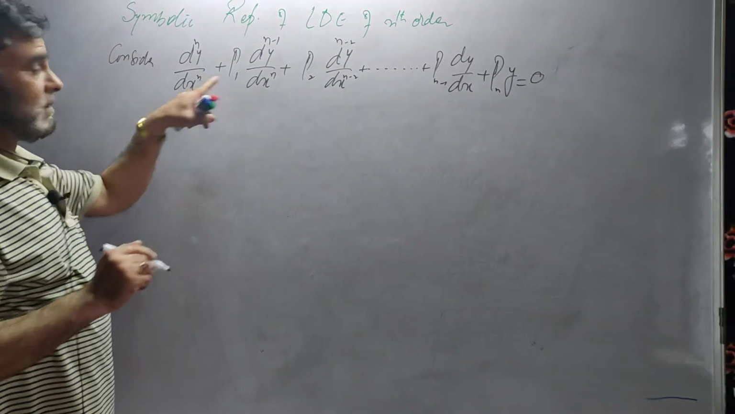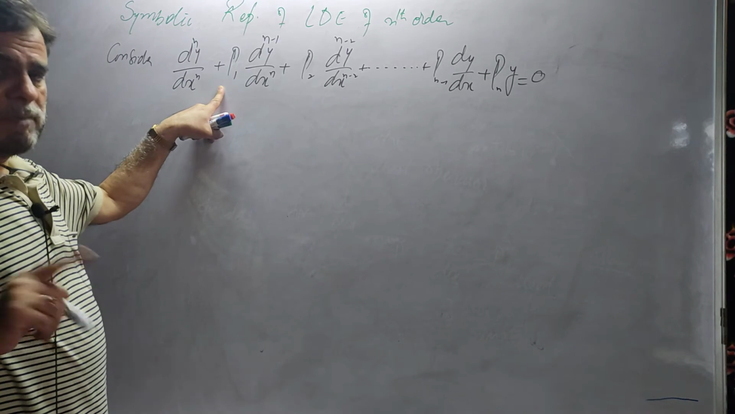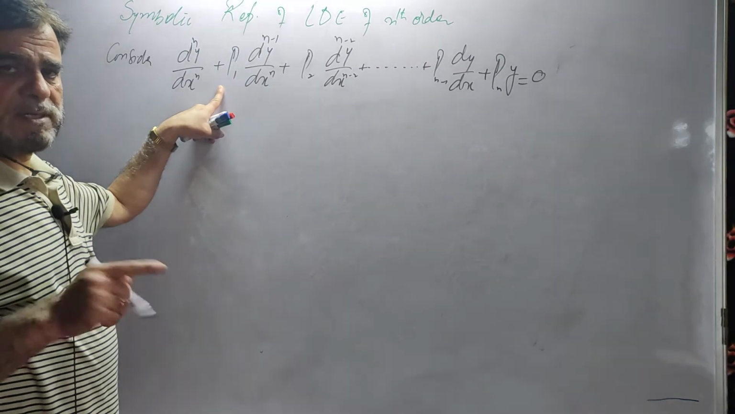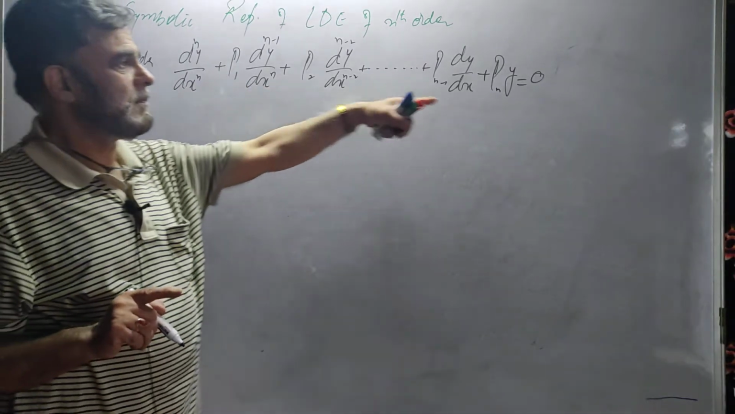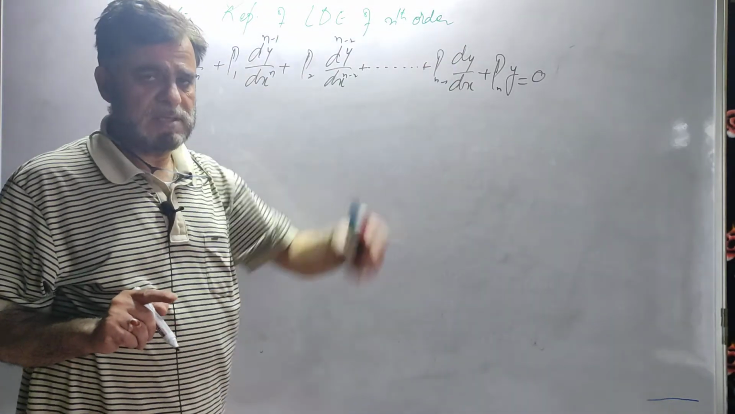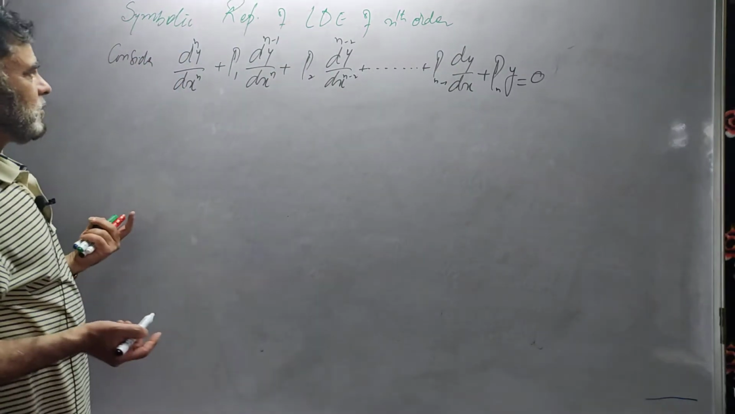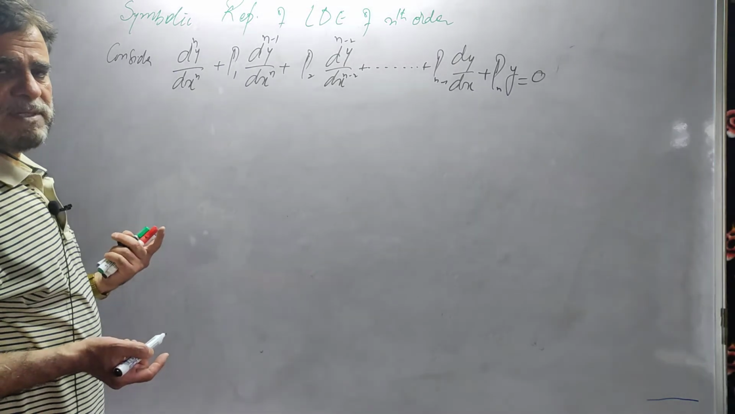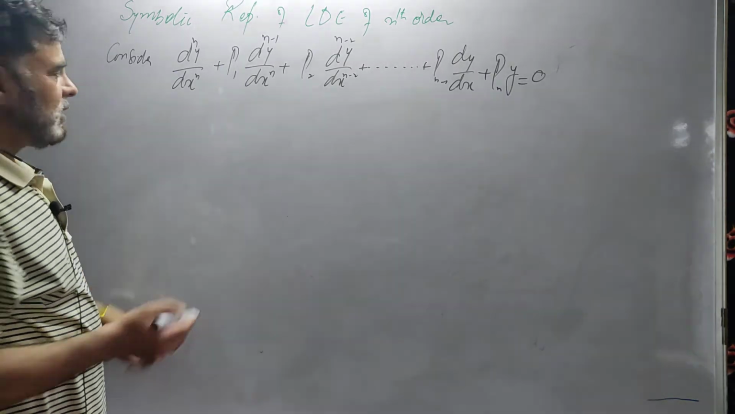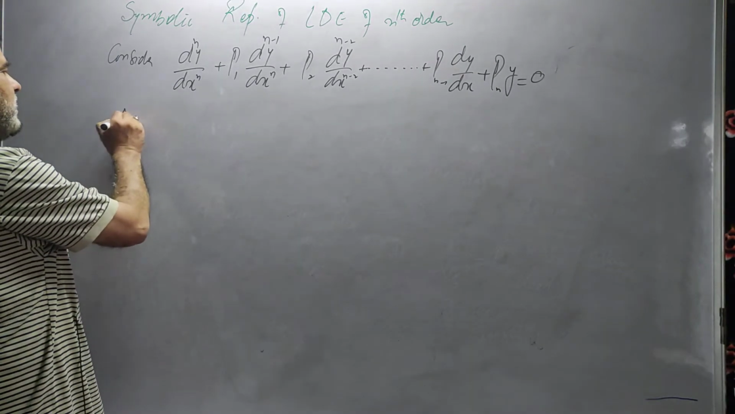I have already told you in the beginning. Now we will be dealing with such equations with constant coefficients, p1, p2, and so on, pn minus 1, pn, are constant coefficients. Now you have come to know we can write it in symbolic representation as per the previous definition.